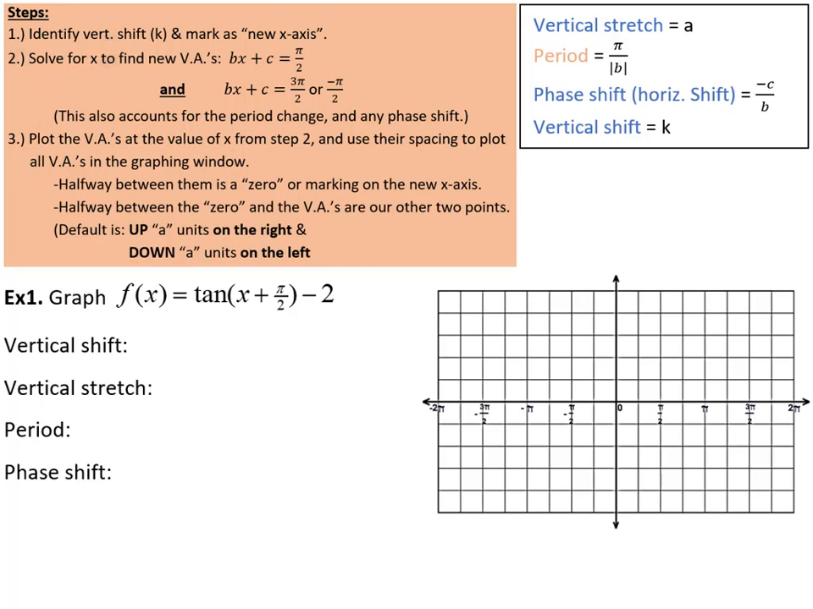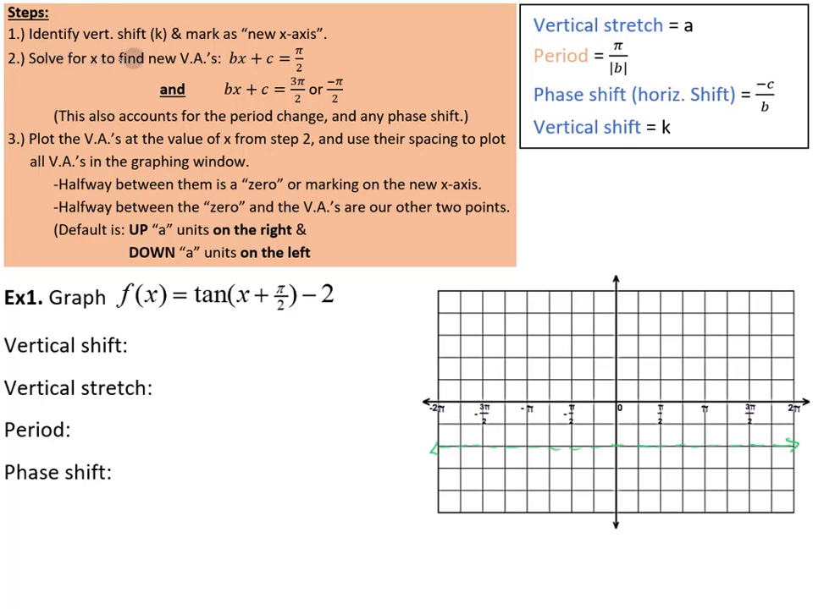So, all right, let's walk through the steps here. Identify the vertical shift, K, and mark that as the new x-axis. So nothing really different there. If we're using our example here, we do have a K value. K is -2. And so we'd go down to -2, and if you want, you can put a dashed line just to remember, hey, that's my new x-axis down there. Okay. So that's where my new x-axis will be.